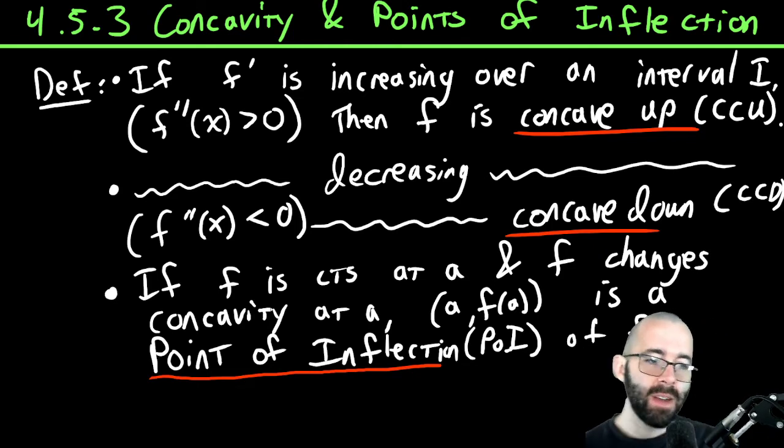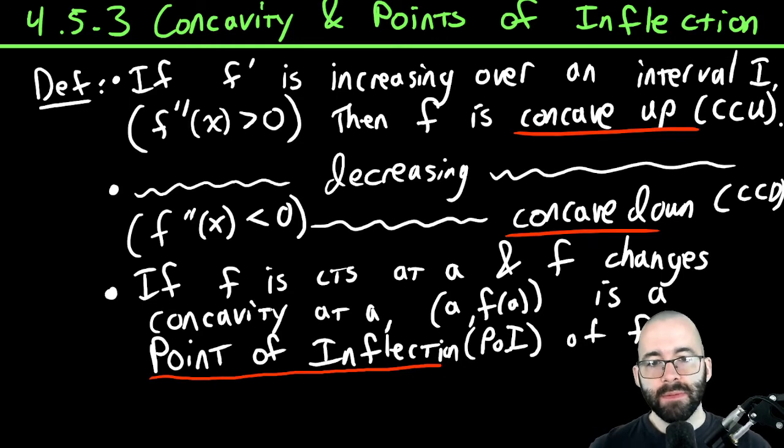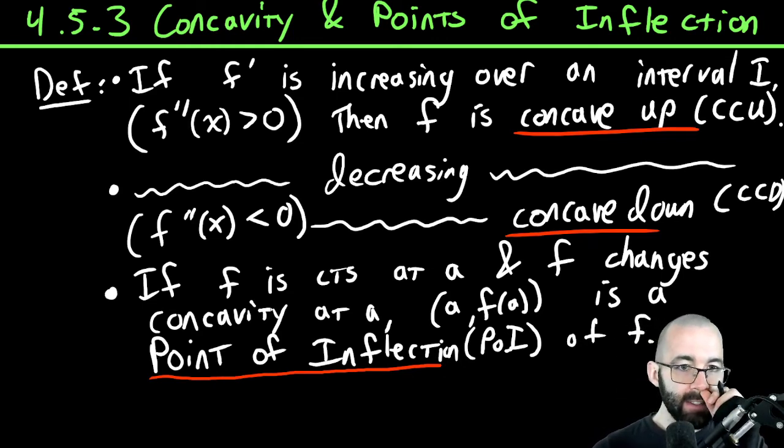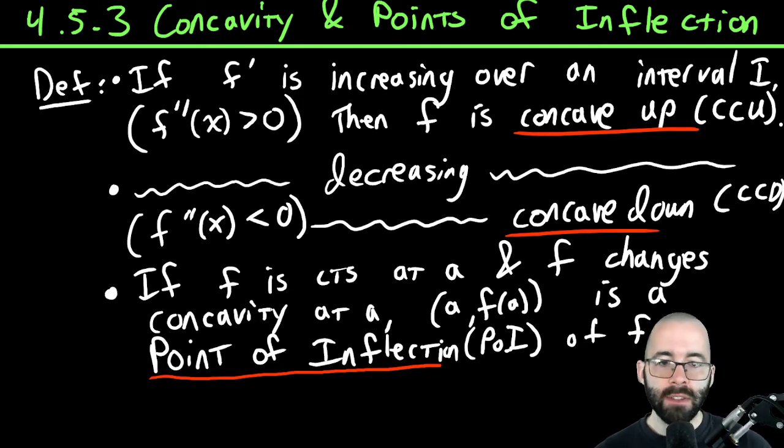Intermediate value theorem coming back again. All right, so those are our big definitions for this section. Concave up means the derivative is increasing, kind of curving up. Concave down, derivative is decreasing, kind of curving down. And point of inflection if it switches concavity and if the original function is continuous.